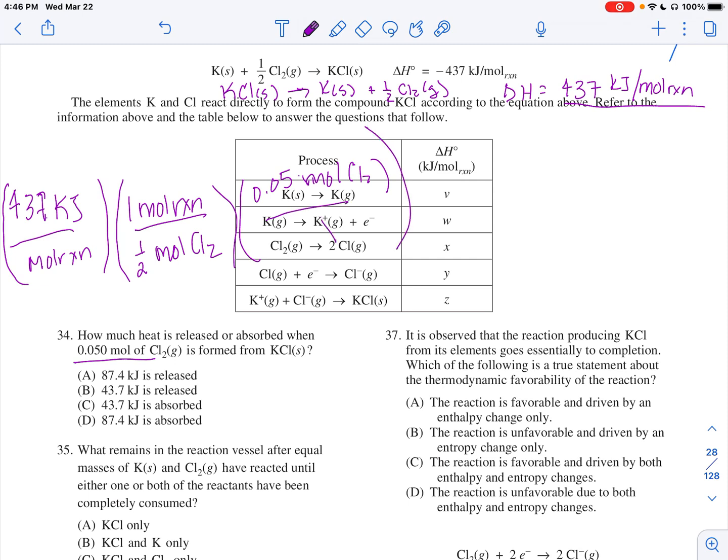Okay, so that's the math you're doing here. You're not dividing by 10. It's just that when you do out this math, it comes out to be divided by 10. Okay, but there's no 10 anywhere that you were supposed to find in this problem. That was magic. It's actually the 0.05 divided by 1/2 that comes out to be 10. So when you do this out, 437 times 0.05, and then divide that by 1/2, you get 437 kilojoules. And since that's positive, we know it is absorbed. So our answer will be C.